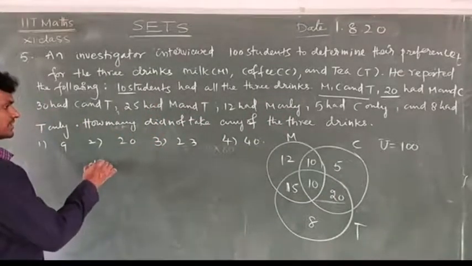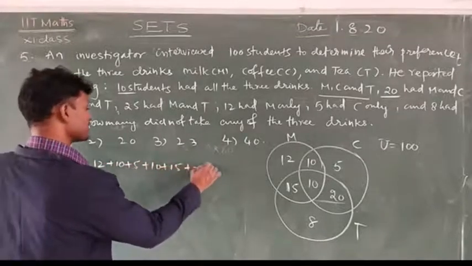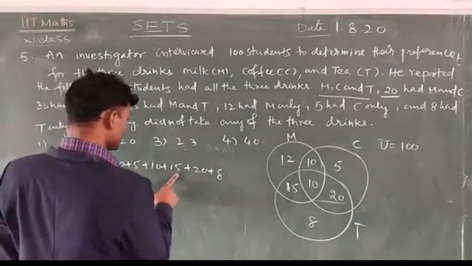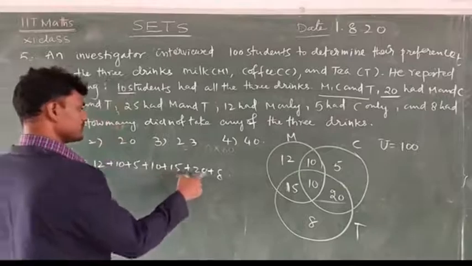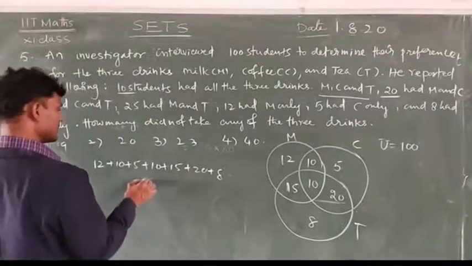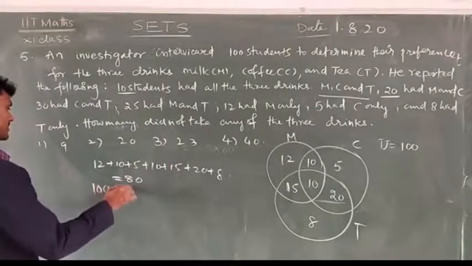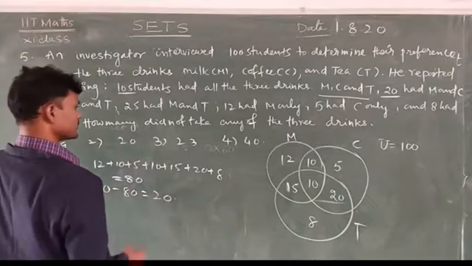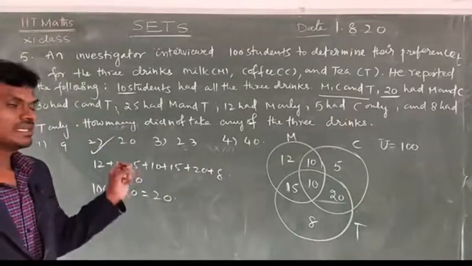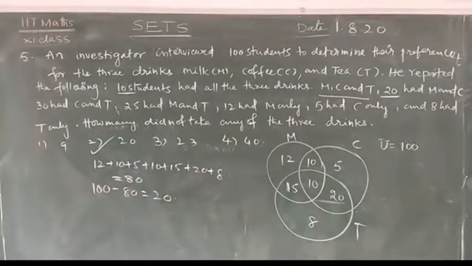Now see here, 12 plus 10 plus 5 plus 10 plus 15 plus 20 plus 8. Here 22, 27, 37, 47, 62, 72, 80. This is equal to 80. Now the total is 100 minus 80, which is equal to 20 members. These 20 members did not take any of the 3 drinks. Our answer is option 2. Note down.